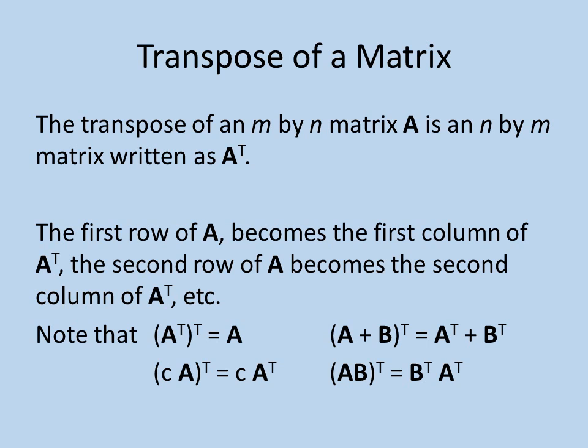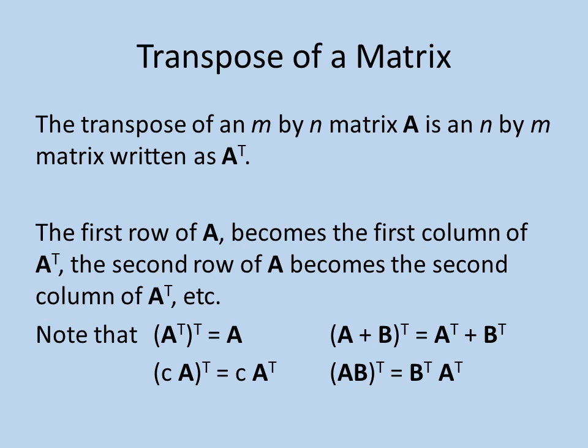Notice that some of the properties of transformation are that if you take A and take its transpose, and then take the transpose of that result, you get back to A. Moving to the right, if you take A plus B and transpose that sum, you'll get the same thing as the transpose of A plus the transpose of B. Similarly, you can take the scalar C multiplied by the matrix A and take the transpose of that result, and you'll get the same thing as if you first take the transpose of A and then multiply it by the scalar C.